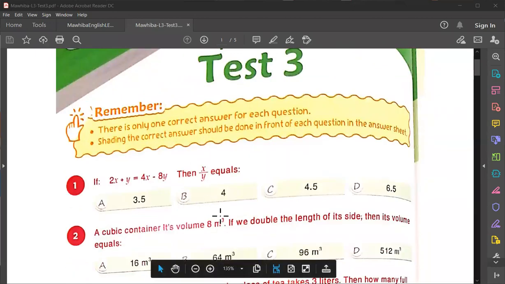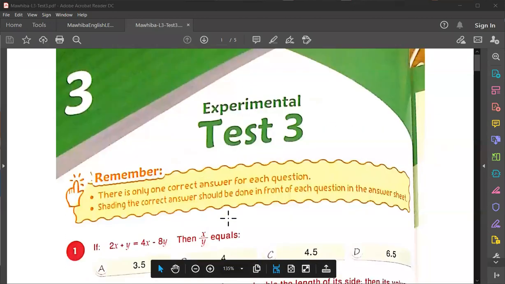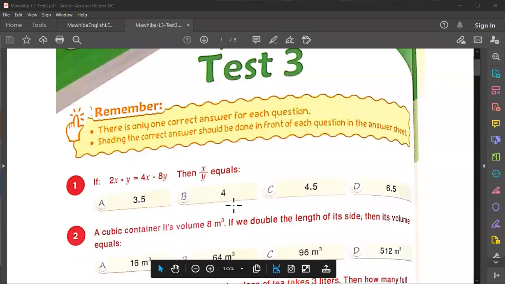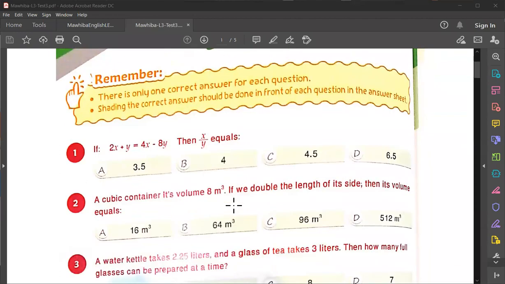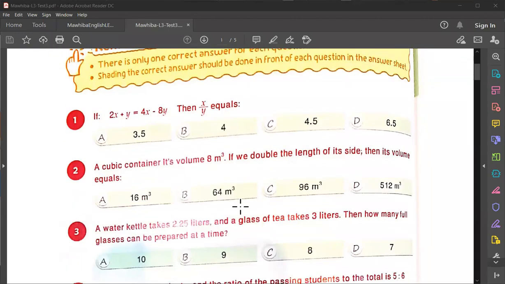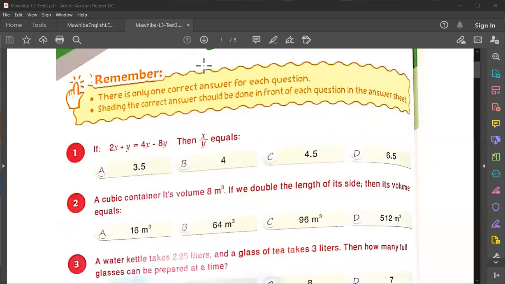Now we have many questions in Mawheba level 3 for grade 9 and 10. So number 1: if 2x plus y equals 4x minus 8y, then x over y equals what? How do I solve these problems? You must think. I give you space now to solve these problems.